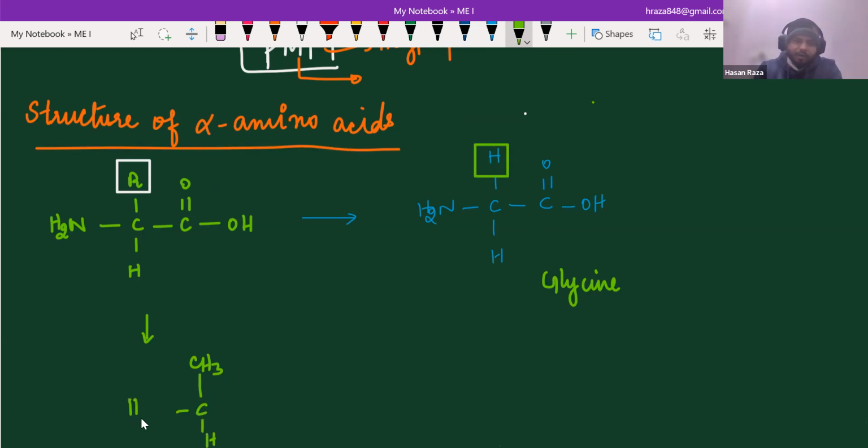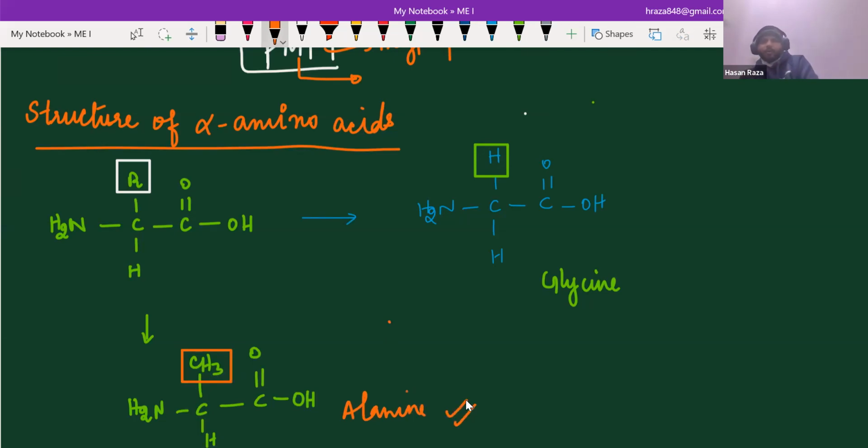So this is your alpha amino acid: H2N, then C double bond O, and here C double bond OH. As you can see, this is your CH3, so this is your alanine. It is a trick to remember it, and at least you should remember 2 to 5 alpha amino acids. Okay, so please do write it.